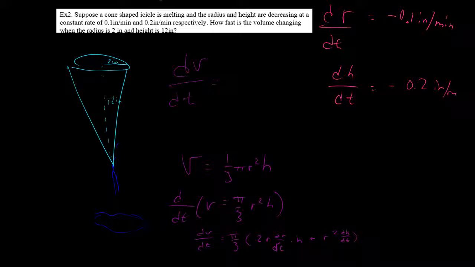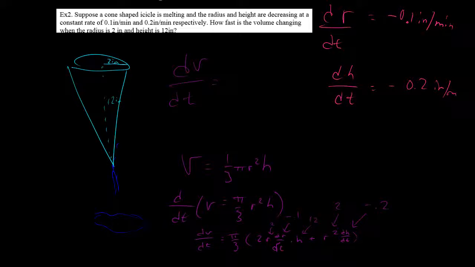Well, what do we know r is equal to? r is equal to our 2 inches. What is the dr/dt? Well, this is going to be negative 0.1. Our height is going to be 12 inches. r again is going to be our 2 inches. dh/dt is going to be negative 0.2.